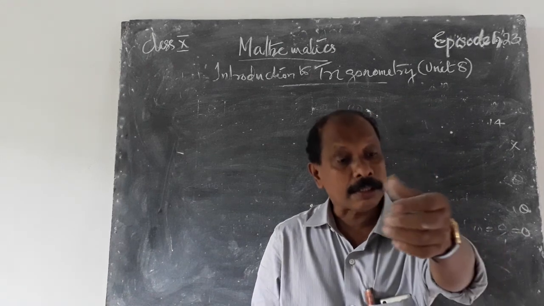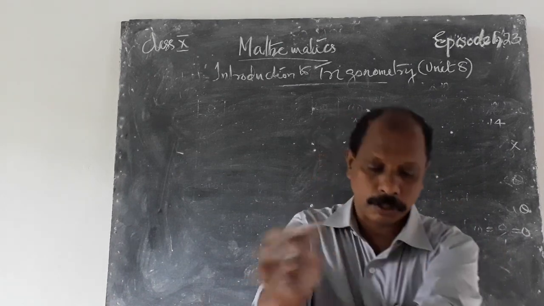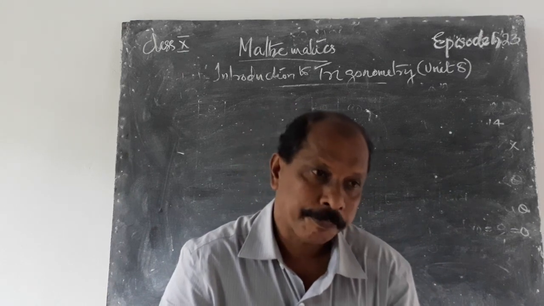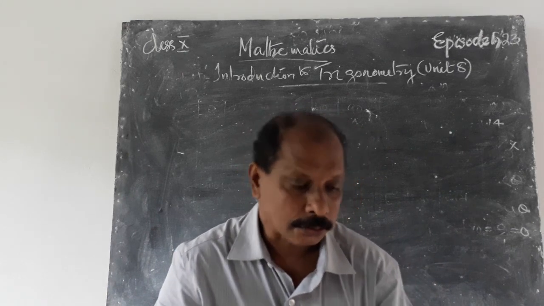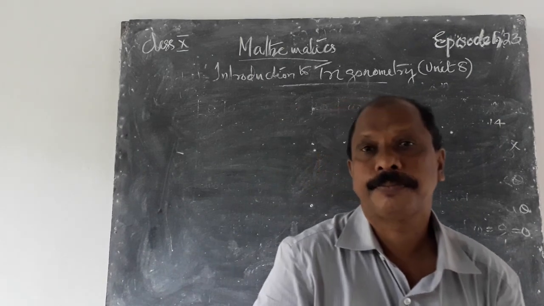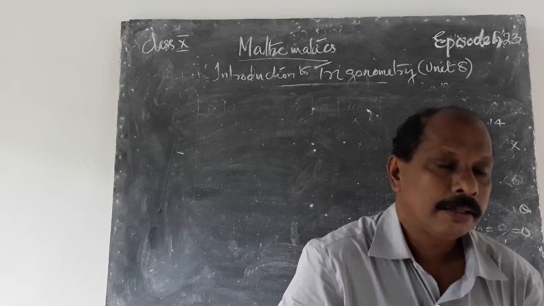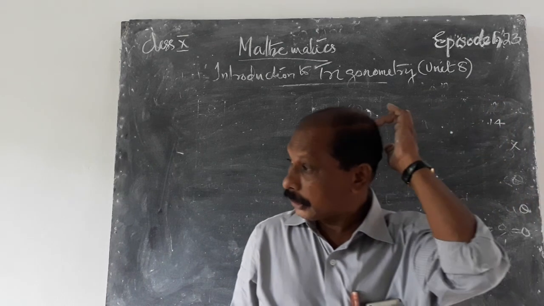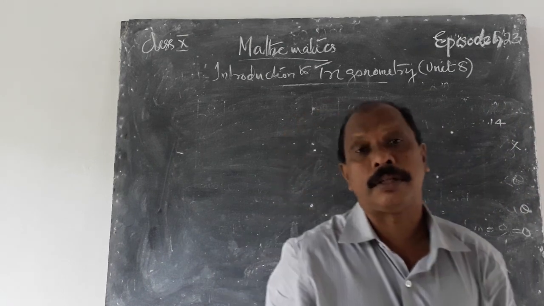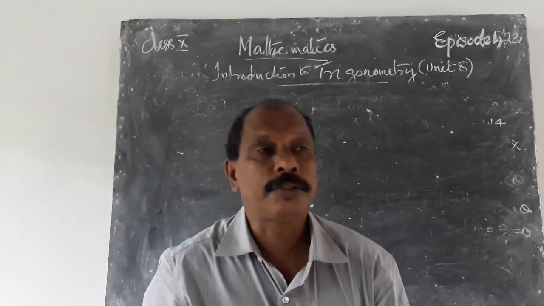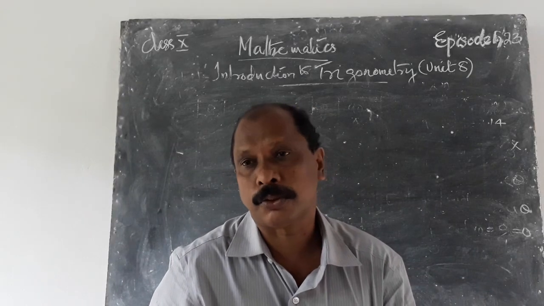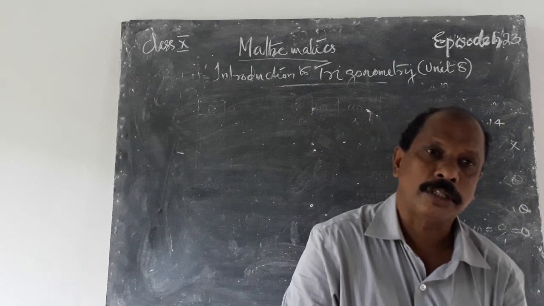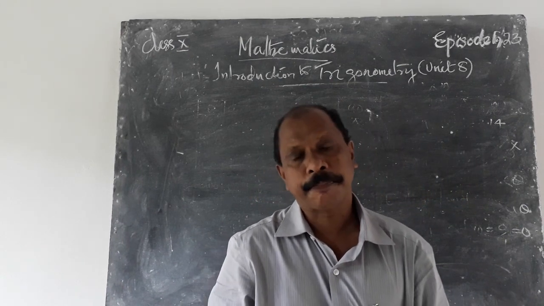Therefore, sec square theta minus tan square theta is 1. Therefore, sec square theta is equal to 1 plus tan square theta, and tan square theta is equal to sec square theta minus 1. Then, what is the relation between cosec and cot? Therefore, cosec square theta minus cot square theta is 1. Therefore, cosec square theta is equal to 1 plus cot square theta, and cot square theta is equal to cosec square theta minus 1. Okay.